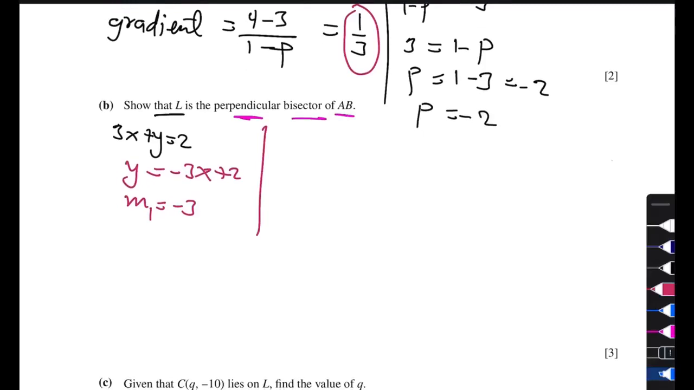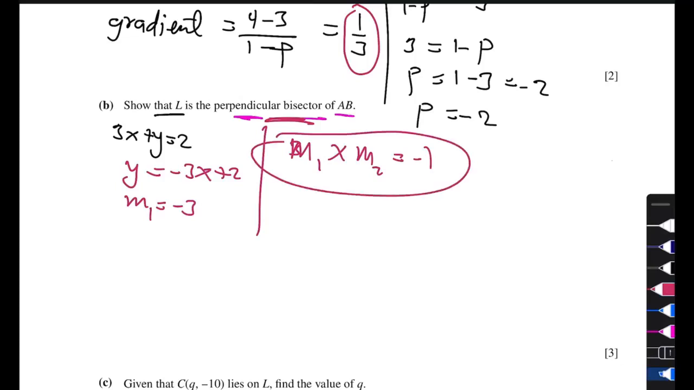Already here. So if it is perpendicular, show that it's a perpendicular bisector. Okay, if it's a perpendicular bisector, then it doesn't matter whether the multiplication of their gradients is equal to -1, because every perpendicular will give you this. So if it's a bisector, then let's work with the midpoint.